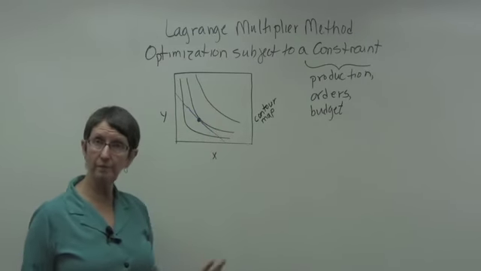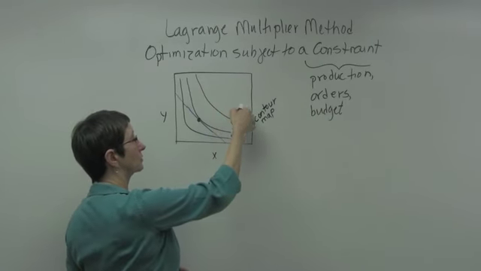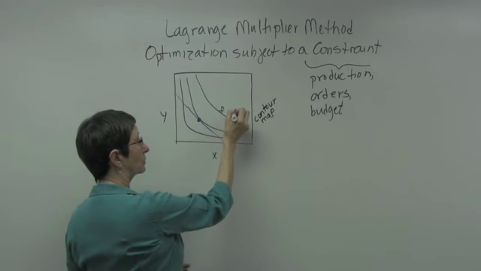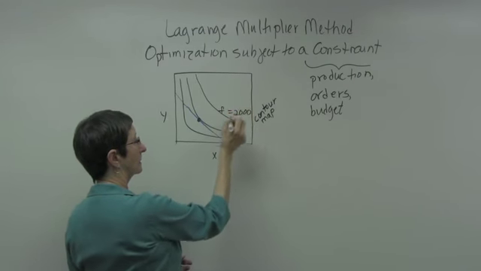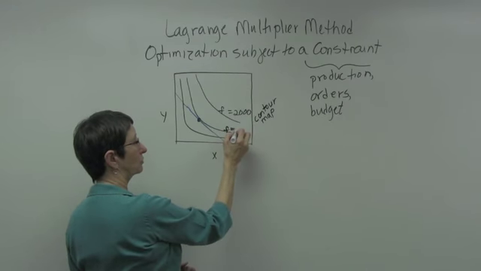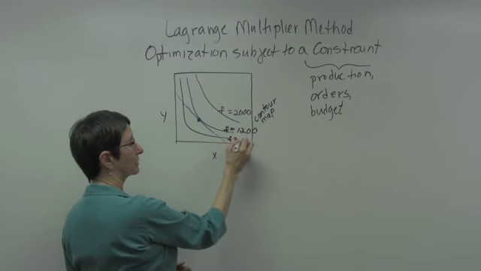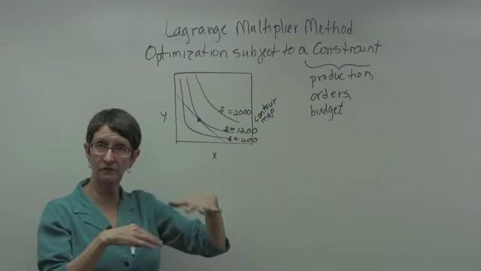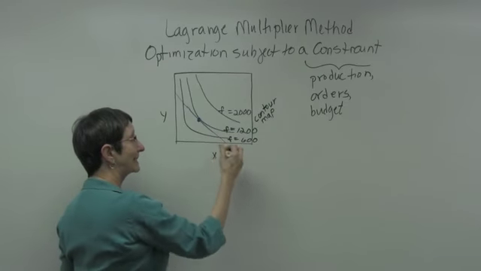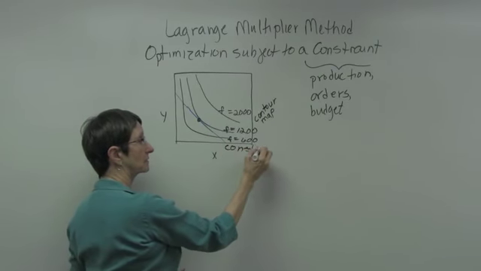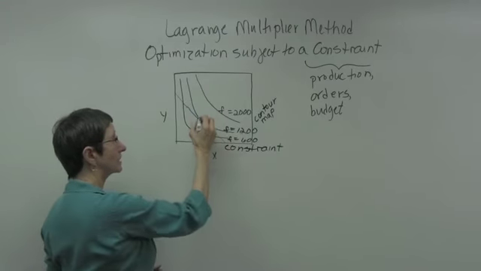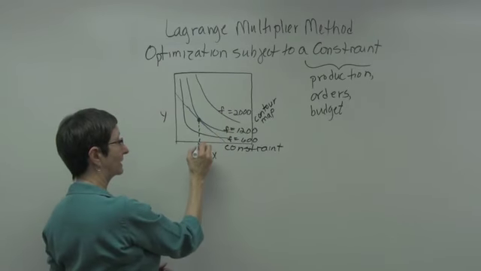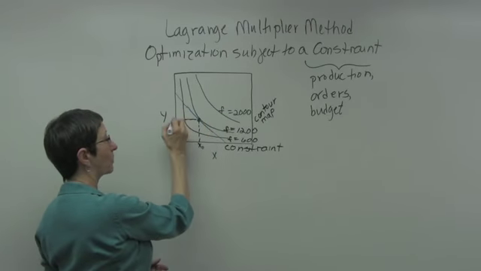This is a picture of a contour map of a function. So remember, each of these contours is a function value. So this could be f equal to 2,000. This may be f equal to 1,200. This might be f equal to 600. So these are contours of constant function values. This blue line is our constraint. And you'll notice that the constraint is tangent to this contour 1,200 at this x value and this y value.